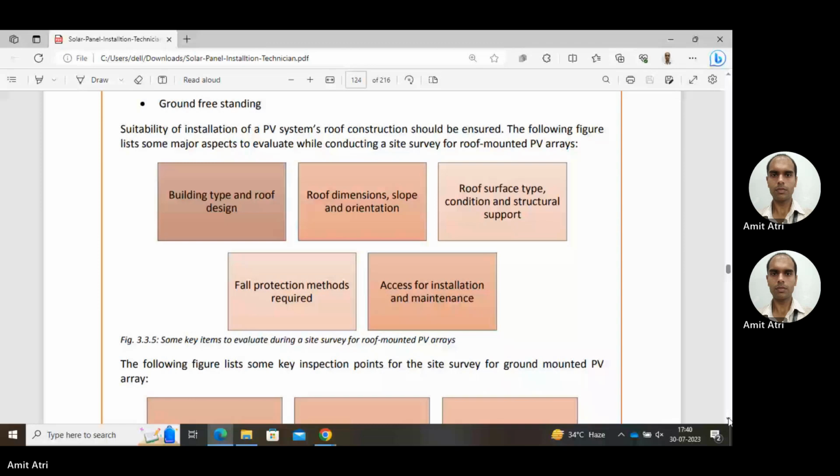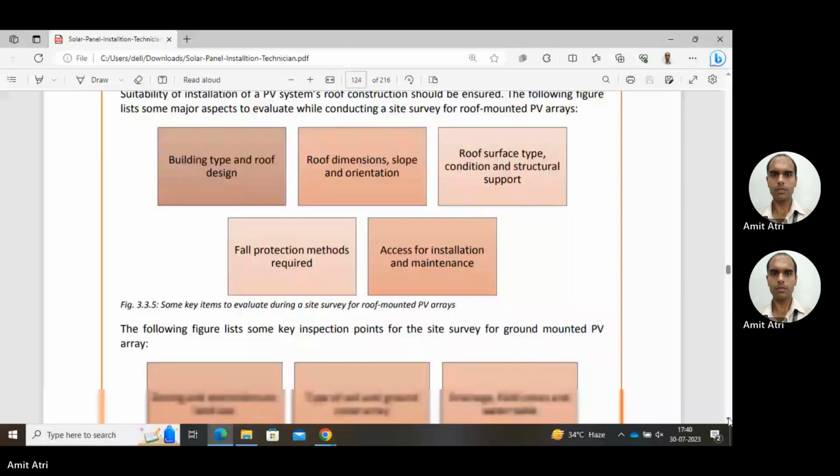After that, fall protection methods required. And then access for installation and maintenance. Because after installation, maintenance is also a factor. Regular cleaning is also needed. Cleaning could be automatic as well, but we have to make provision so that for maintenance purposes, we can access our system and the panels easily.